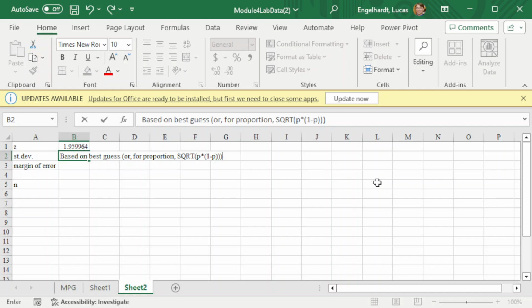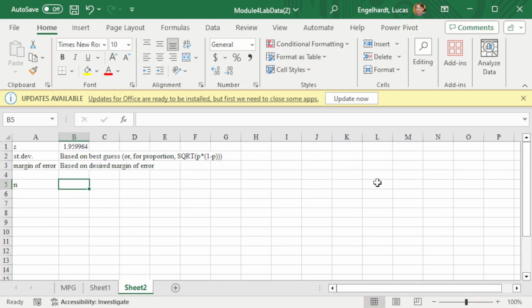Now, if you have absolutely no clue what your proportion is going to be when you're dealing with proportions, then just put in 0.5, because that is going to give you the largest standard deviation, and therefore it'll be the largest sample size you would need to hit your desired margin of error. And the margin of error here, this is something you choose. So this is really based on whatever your desired margin of error is.